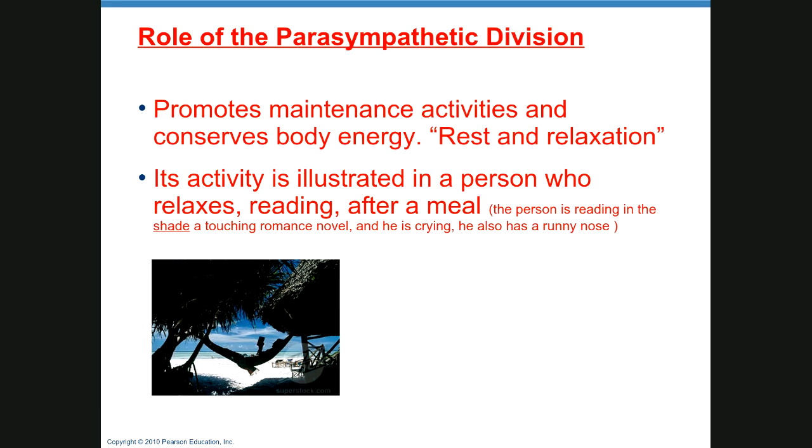So the parasympathetic division is the division that relaxes the body, and it's active during rest, relaxation, and normal activities, digestion, etc. This is the system that promotes conservation of energy. When the body is under parasympathetic influence, it is digesting, relaxed, and conserving energy. So the activities that go along with the parasympathetic division are resting and digestion.